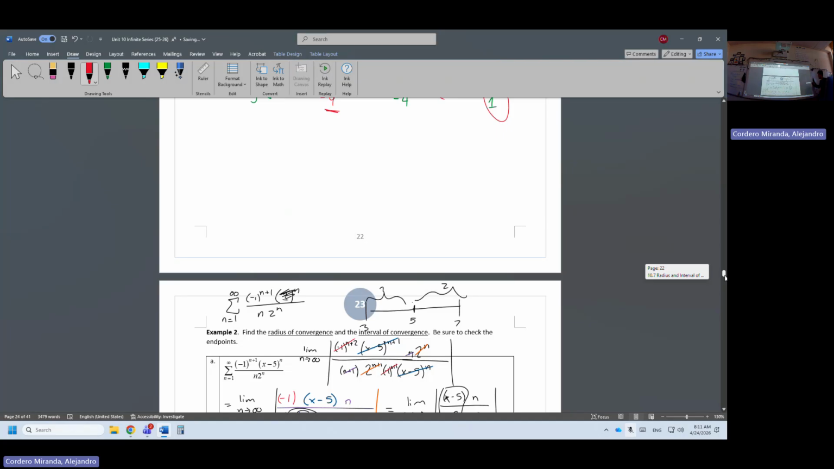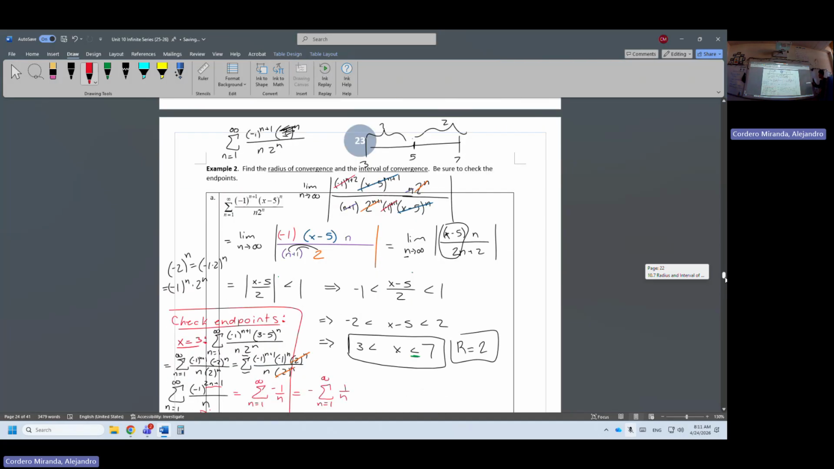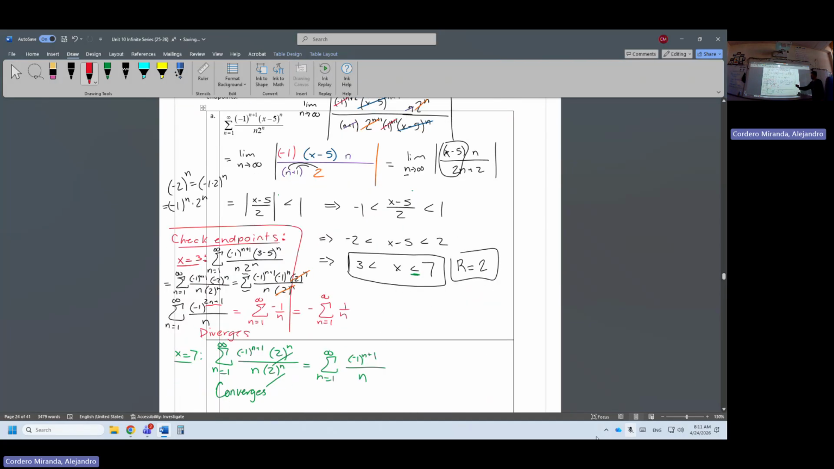If you don't believe me and you need convincing, here's the work we did yesterday. And you can see that one endpoint converged, but the other endpoint did not converge. So the fact that this 7 converged doesn't mean anything about the 3. The 3 could have converged and it could have diverged. You don't know. Cool. All right.